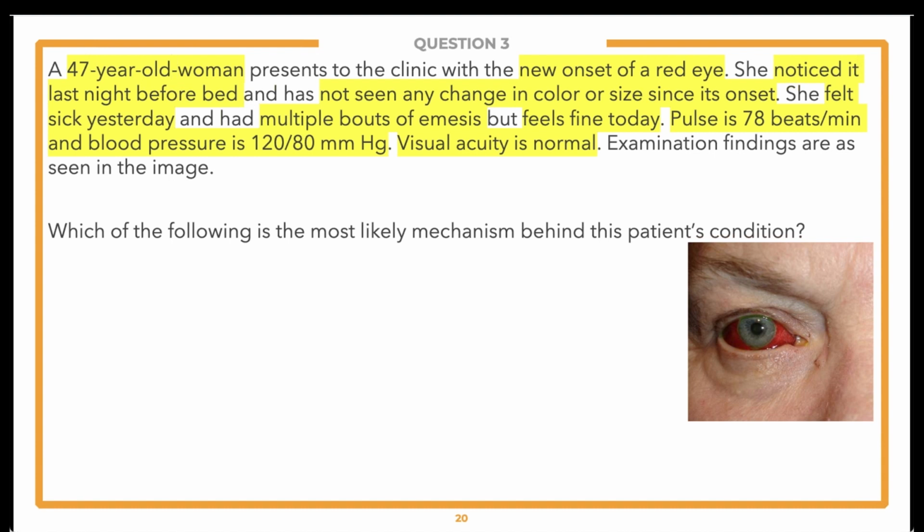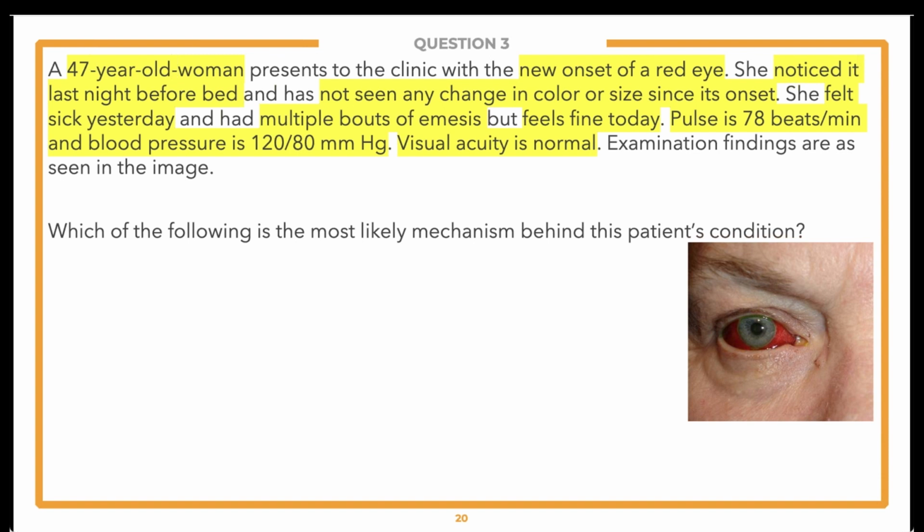Noticed it last night before bed. So again, here it's letting you know that this indicates sudden onset, right? Hasn't seen a change in color or size. So just that redness there, it's been persisting. She says she felt sick yesterday and had multiple bouts of emesis. So she's had forceful vomiting, and that can be an important piece of information. She says she feels fine.